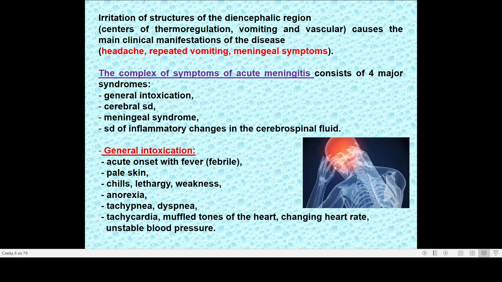Here there will be acute onset with fever, appearance of febrile fever, paleness of skin, chill, weakness, anorexia, tachypnea, dyspnea, tachycardia, dullness of cardiac sounds, change of heart rate, unstable blood pressure.